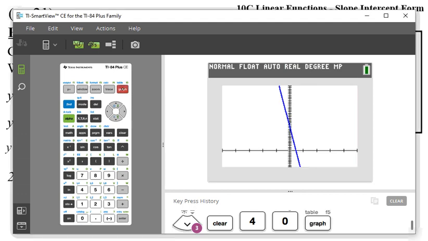Let's hit graph, and there you go. You can see it a little bit better. You can also see that our scales change. They're not consistent. This is 1, 2, 3, whereas 1, 2, 3 happens there. But we can see more of different parts of the graph by changing the window.